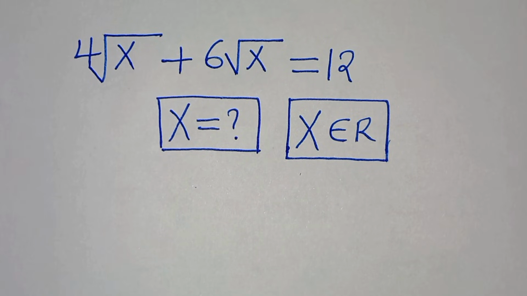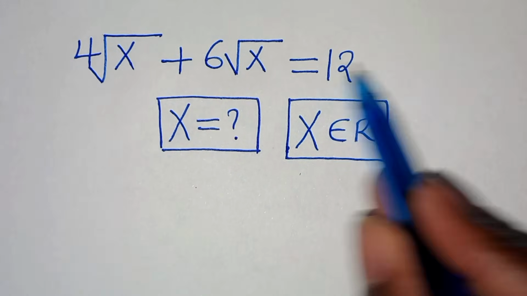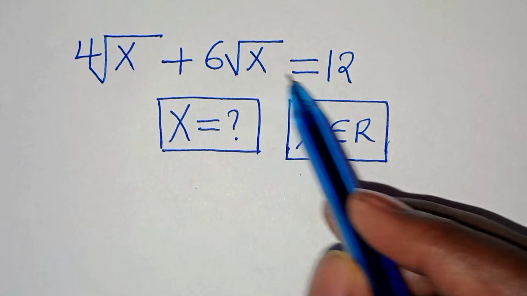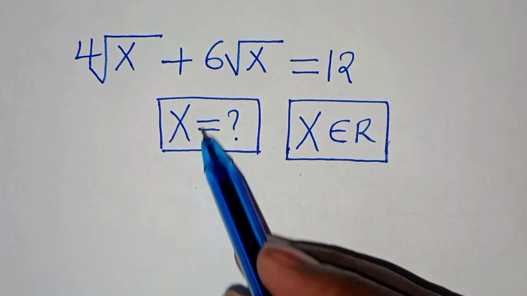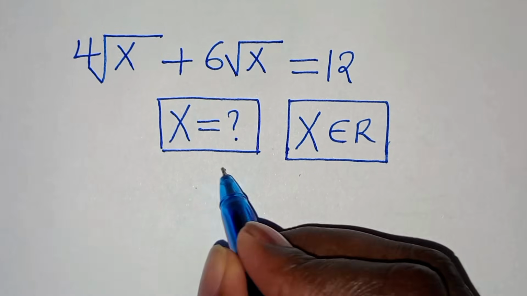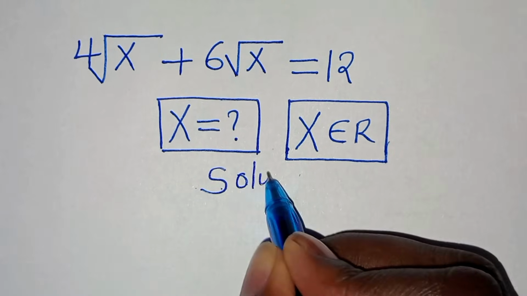Hello everyone, you're welcome to solve this nice algebra problem, which is the fourth root of x plus the sixth root of x. This is equal to 12. What is the value of x given that x is a member of real numbers? Now let's provide a solution from here.